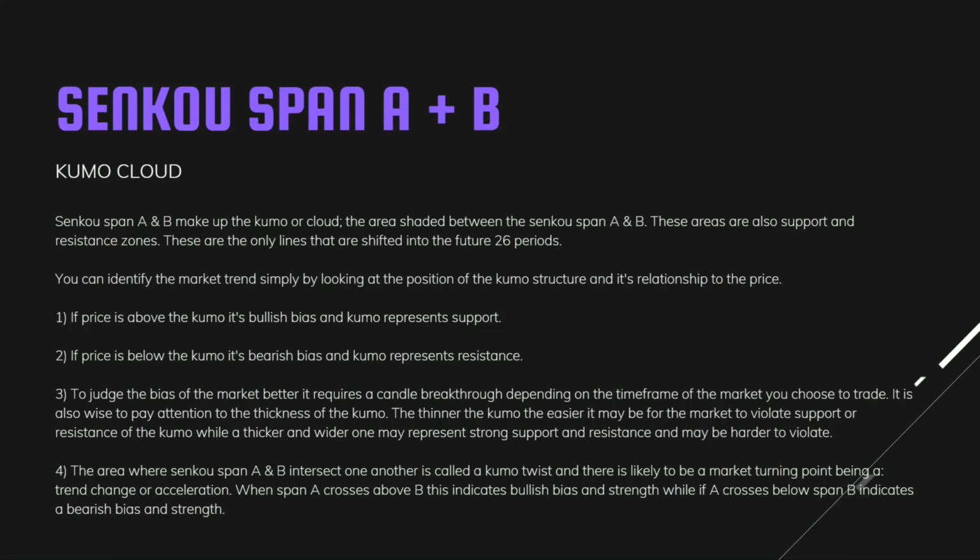The area where Senkou span A and B intersect one another is called a Kumo twist, and there is likely to be a market turning point, being a trend change or acceleration in that direction. When span A crosses above B, this indicates bullish bias, or a bullish Kumo twist, while if A crosses below span B, it indicates a bearish bias in strength, which will be a bearish Kumo twist. So let's take a look at what that looks like on the chart.